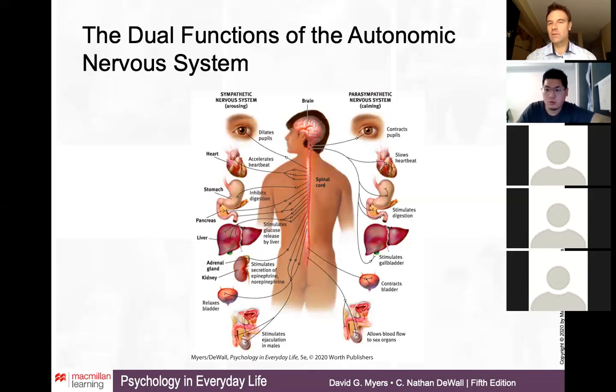So again, the reversal takes place: contraction of pupils, slowing down the heart rate, stimulating digestion. So now you can digest food so that it's later transformed into energy and glucose, so that the liver can store glucose and other chemicals and release them when needed. It contracts the bladder, but when the nervous system is excited or in a fight or flight response, it relaxes the bladder, but it inhibits digestion.